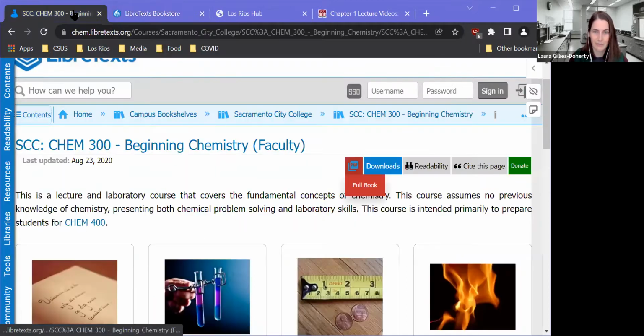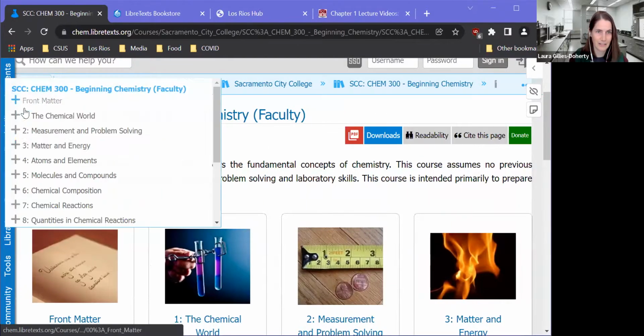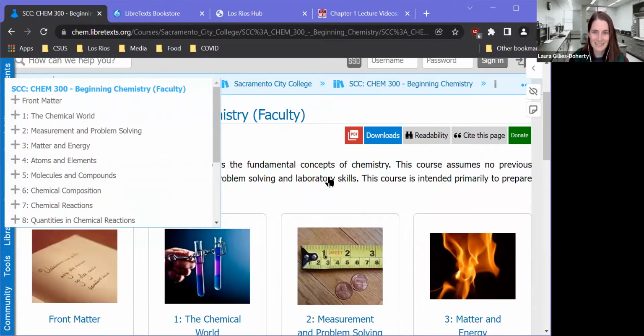Okay, so those are some textbook options. Again, you can download the PDF of the entire book. You're welcome to read chapter by chapter online. Use the table of contents here to navigate. And you can also purchase a print copy if that's what works better for you. Okay, so let's start talking about some chemistry. Jump over to PowerPoint.